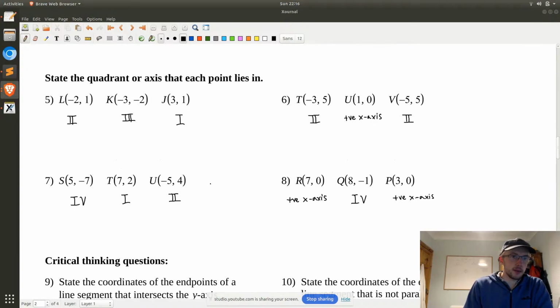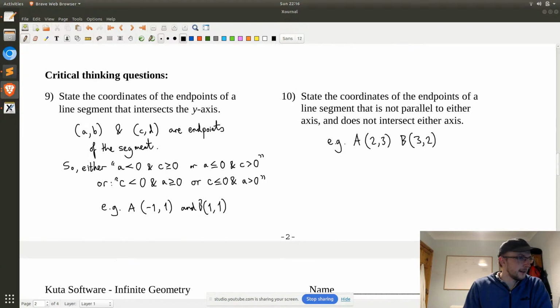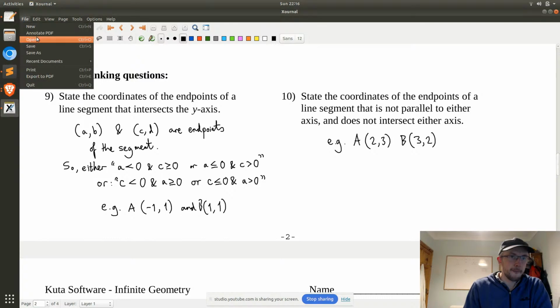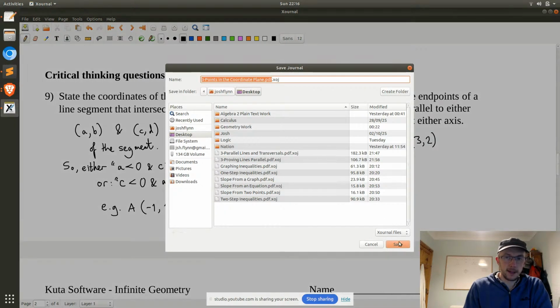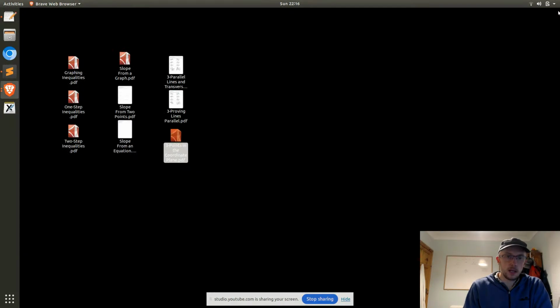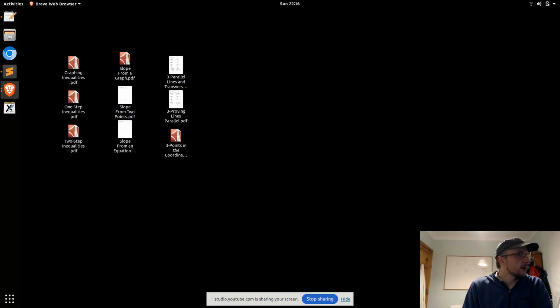Okay, so I'll mark these ones. 2, 3, 1, good. 2, x-axis, 2, good. 4, 1, 2, good. Positive x-axis, 4, positive x-axis, good. And nearly the same. And that's good. Okay. That was handled nice and well.